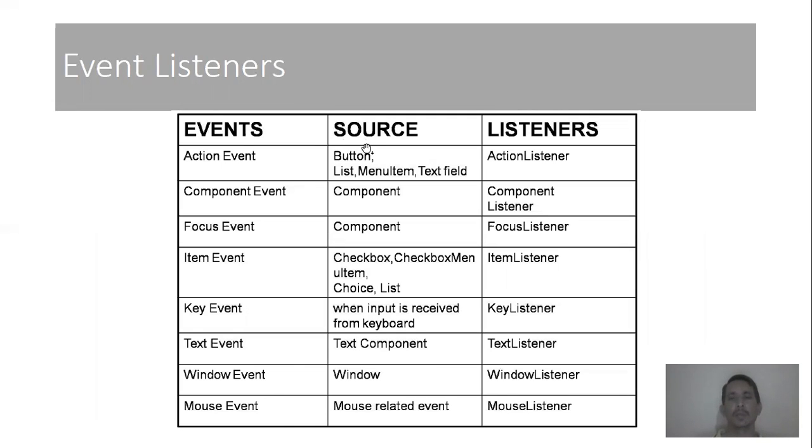So for the button, we require the action listener to observe whether the button is clicked or not, and to pass the information to the action component, we require the object of the ActionEvent. And similarly there are different listeners for different components, depending on which component we use. We define the listener and we also use the event class.